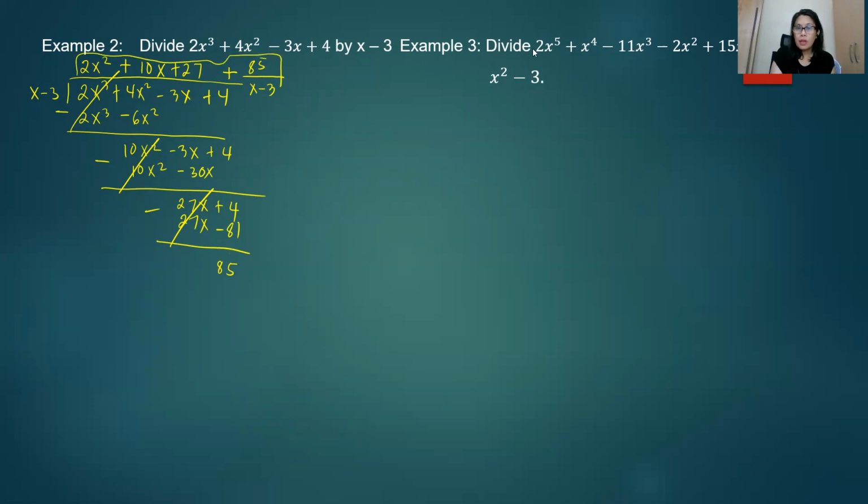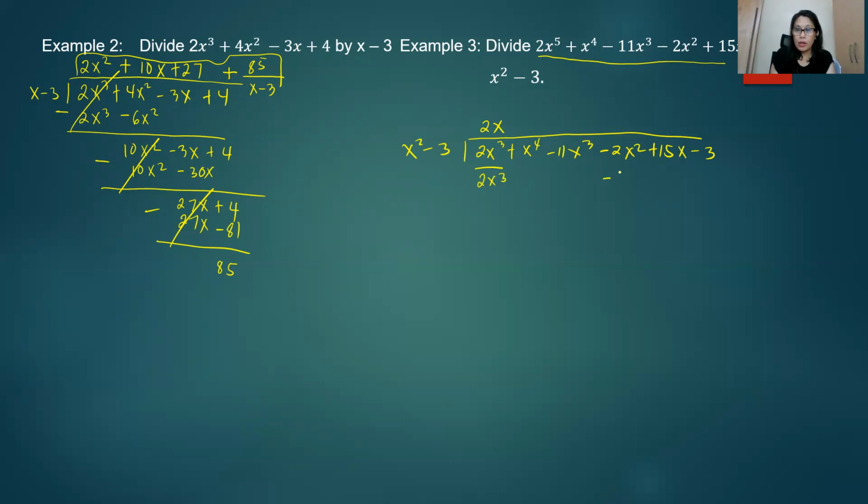Okay, for number three, we will divide this by x squared minus 3. So make sure that we arrange the dividend in descending order before we perform division. And then we will divide this by x squared minus 3. So we'll start by dividing the first term here by the first term of the divisor. So this is 2x. And then 2x times x squared, we have 2x cubed. 2x times negative 3, we'll have negative 6x squared. So we'll place it here along with negative 2x squared since the two are similar.